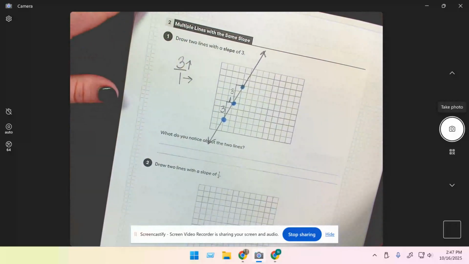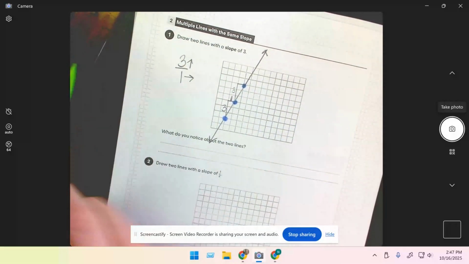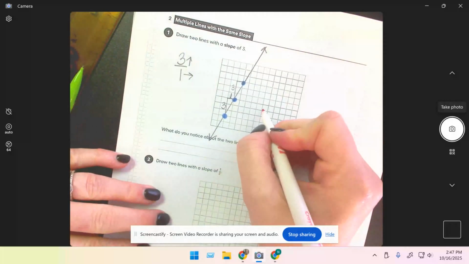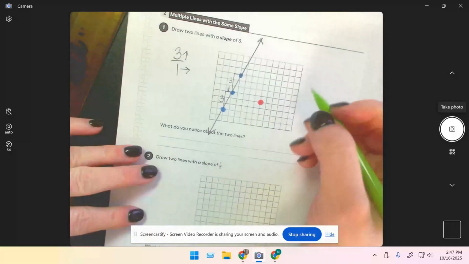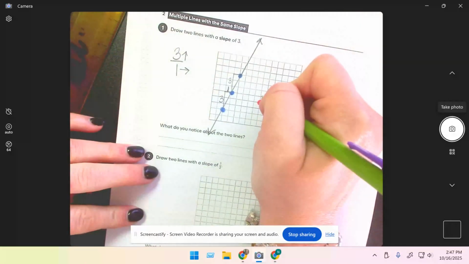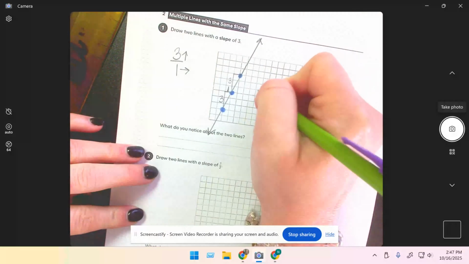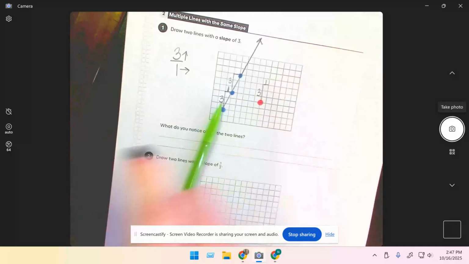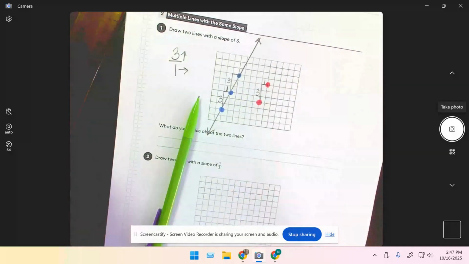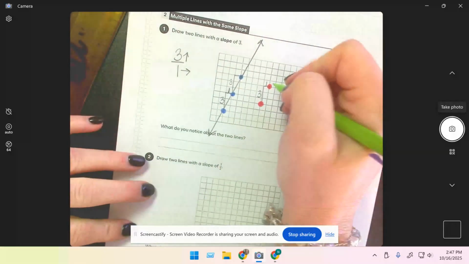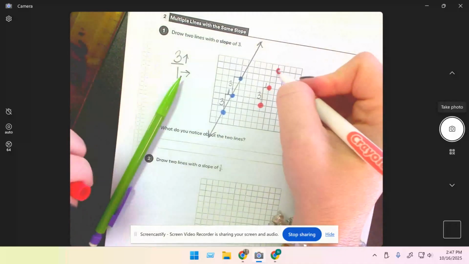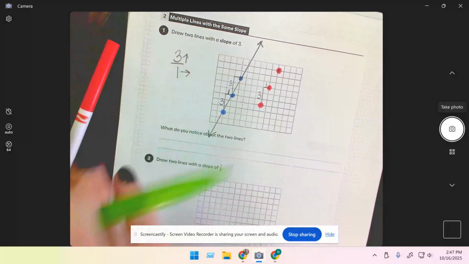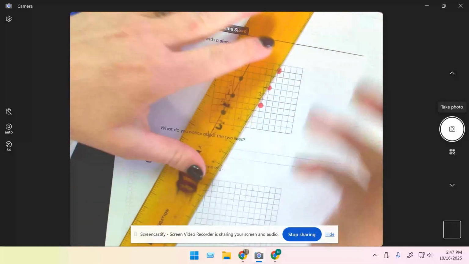All right, there's one. Let's do another one. So again, I'm going to put a random point. This time I'm going to put it here. So again, I want a slope of 3. So from this red point, I'm going to go 1, 2, 3. So that's up 3, right 1, and I'm going to put my point. I'm going to do it again. 1, 2, 3, right 1. I'm going to put my point. Connect.